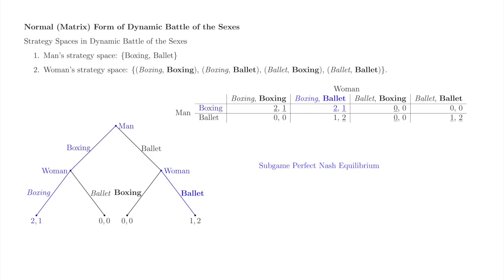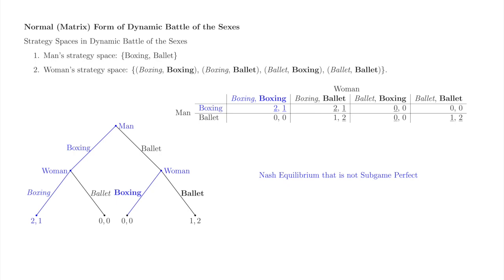Here is the subgame perfect Nash equilibrium we found at the beginning of this video using backwards induction. It should not surprise us to see it again via underlining, since a subgame perfect Nash equilibrium is a Nash equilibrium. The woman's play is rational in both of the non-trivial subgames, including selecting ballet off the path of play.